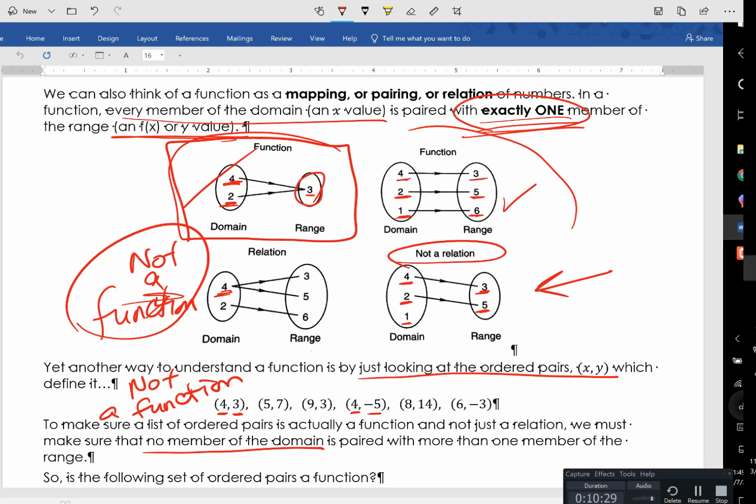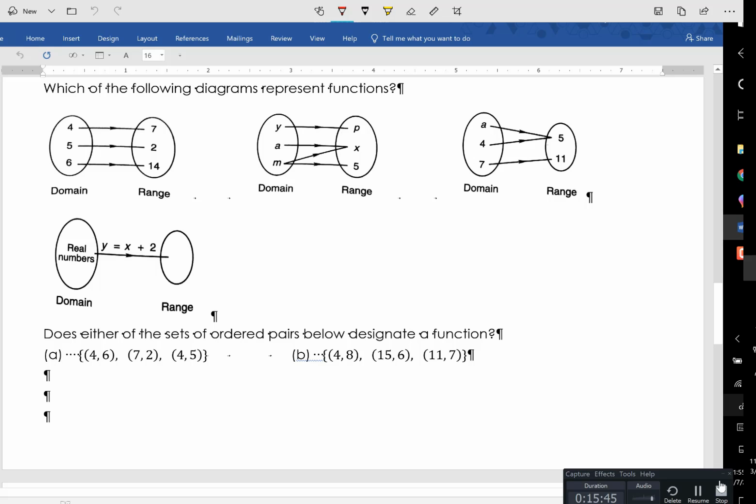So in this function, 4 only maps to one thing, 2 only maps to one thing. That's fine. That's a function. Here's the problem down here, where you have 4 mapping to two different members of the range. That is not a function, because that member of the domain has two different possible members of the range. Okay, so let's look at some more examples.